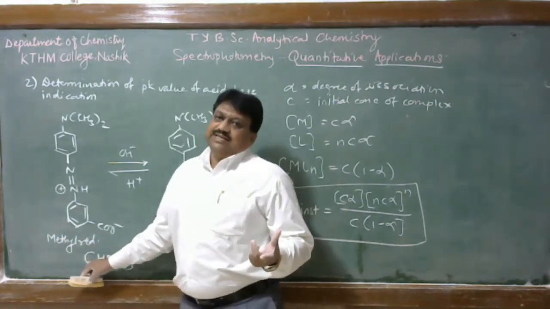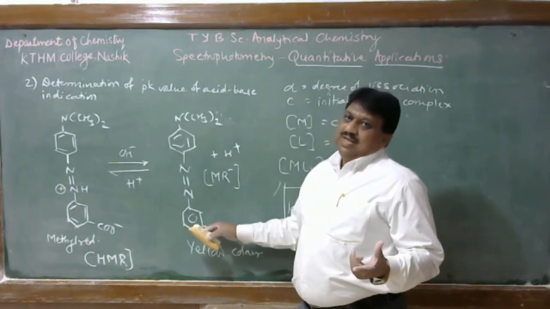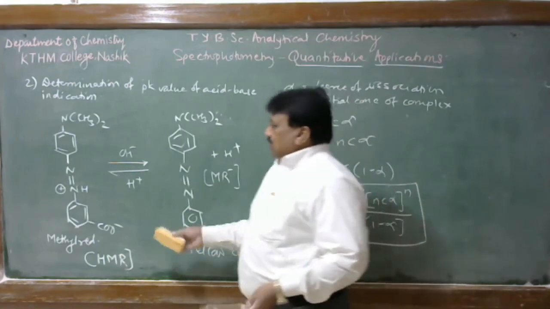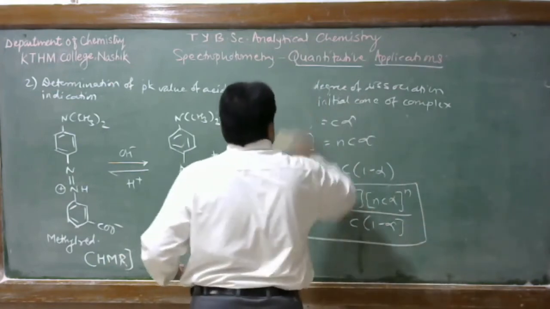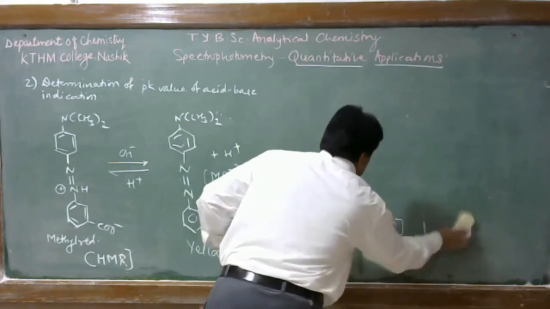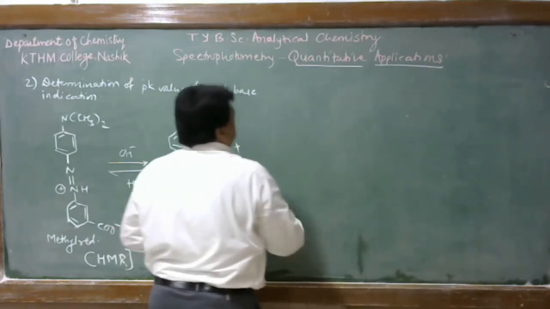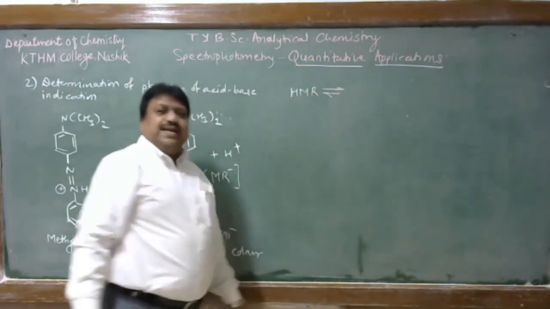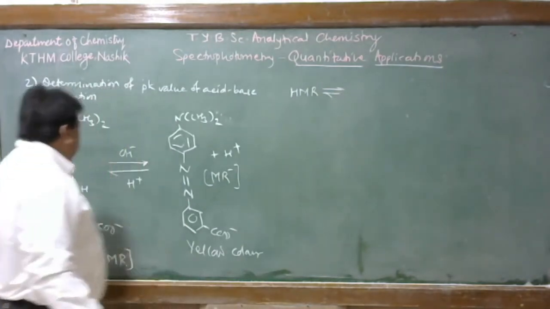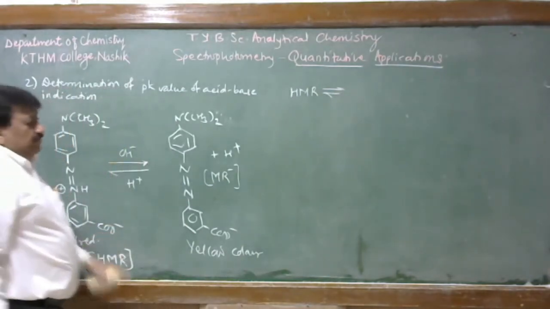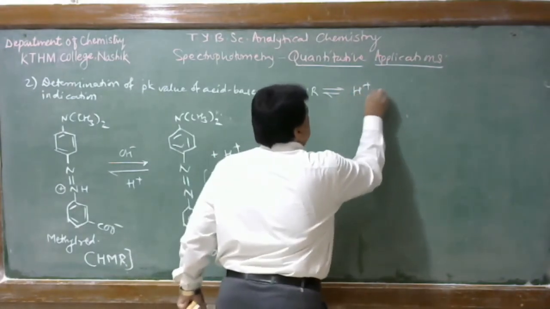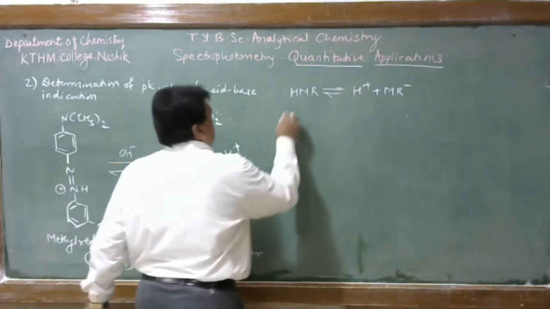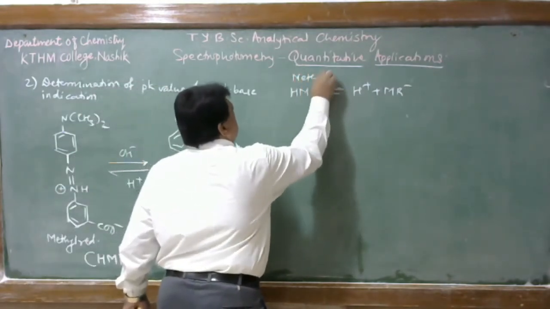Therefore, it gives red color in acid medium, and the basic form has an ionization form that gives the yellow color in the basic medium. Now, how to determine the dissociation constant of this acid-base indicator? Suppose, for example, indicators are weak organic acids or organic bases. This is a weak organic acid because it has a carboxylic group. Therefore, here H plus Mr minus is the ionization of this methyl red indicator.